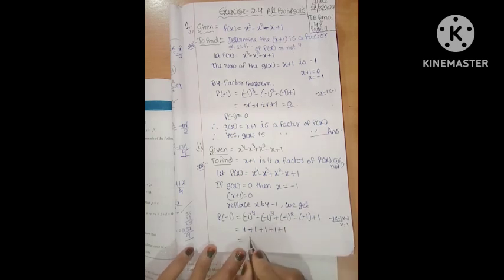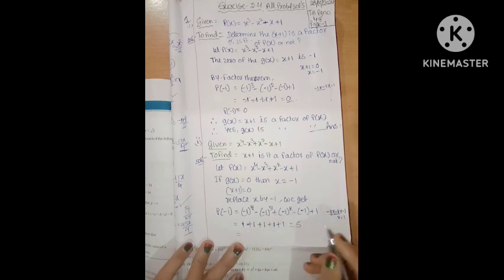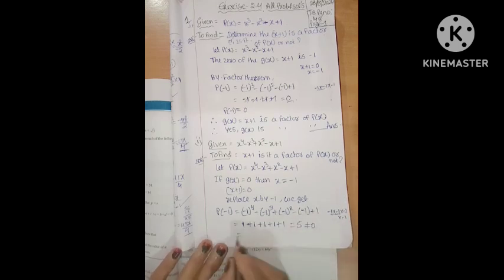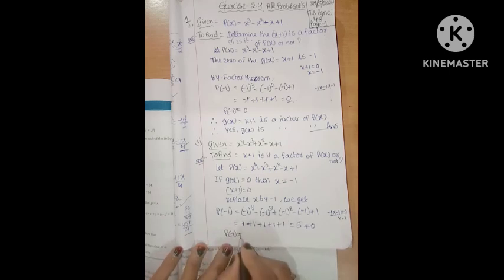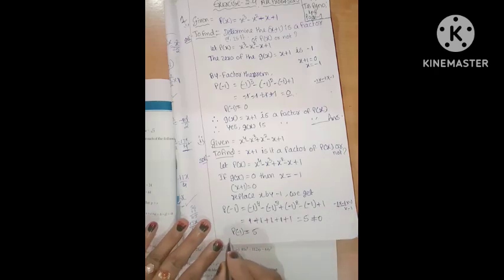So the sum of all these terms, how much value will we get? 1 plus 1, 2, 3, 4, 5. So 5. Is 5 equal to 0? No, it is not equal to 0. So is g of x a factor of p of x? No, it is not a factor of p of x.